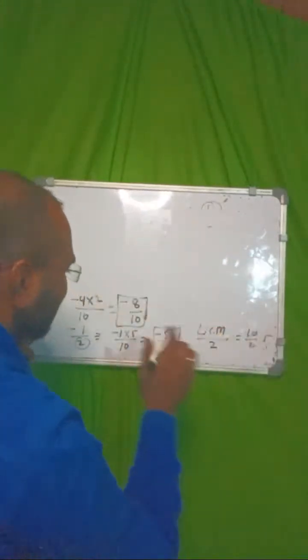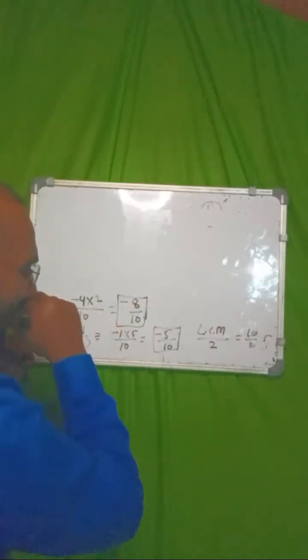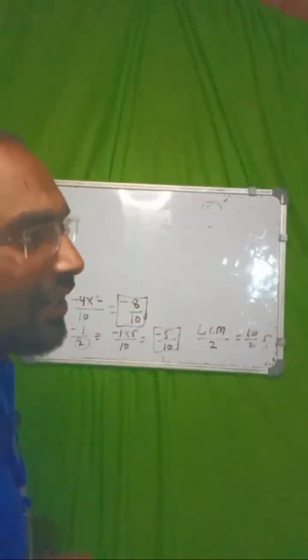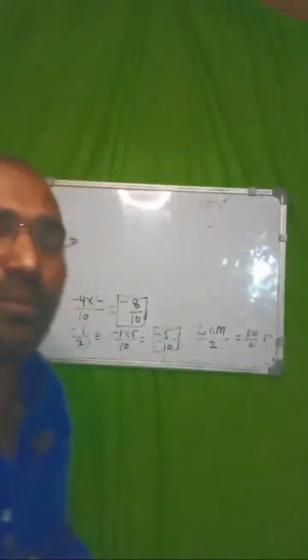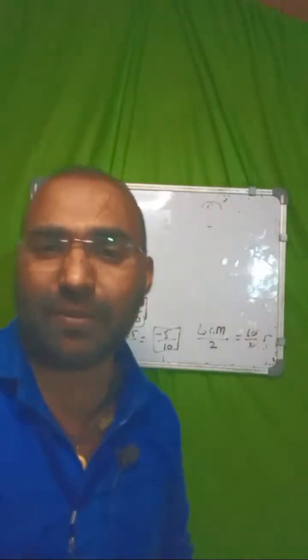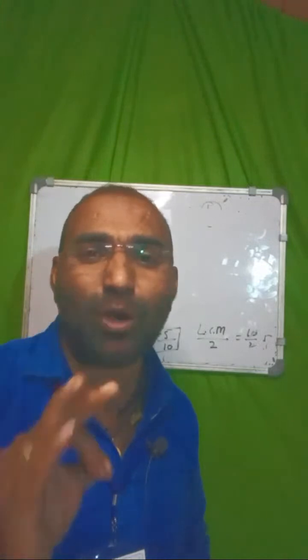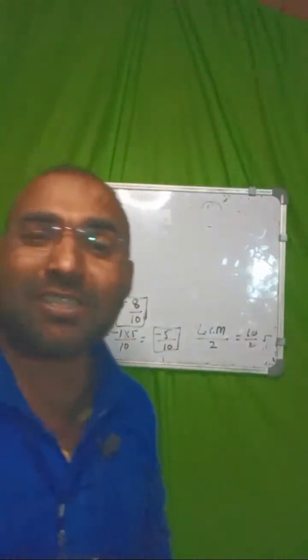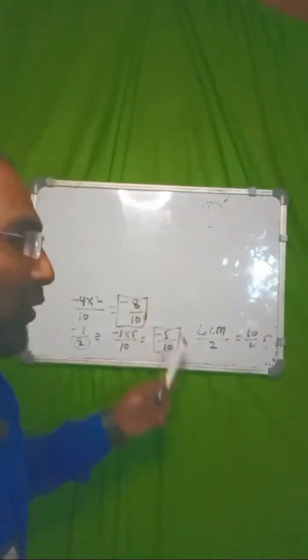Now we have two fractions. One is minus 8 by 10 and another one is minus 5 by 10. Let's check who can tell me the answer correctly. Which one is the smaller fraction, this one or this one? Which one is the smaller rational number? You have to tell me the smaller rational number.